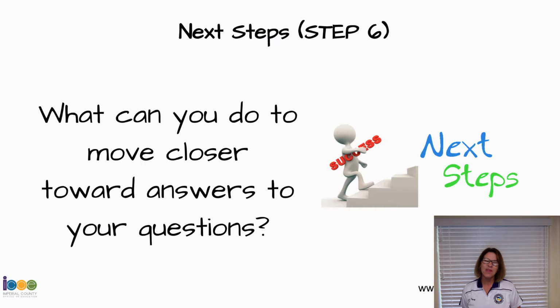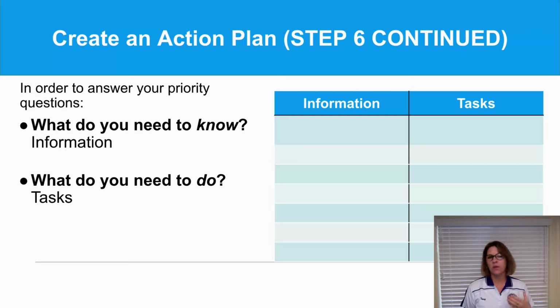The next step is to think about how we can move closer towards answering those questions for ourselves. And I'm actually talking about the student or the children. So how is it that they can take advantage of their own learning time and really start to take that curiosity into a learning moment? So then, of course, we're going to create an action plan thinking about what information we need to know and what are the things we need to do to learn it.